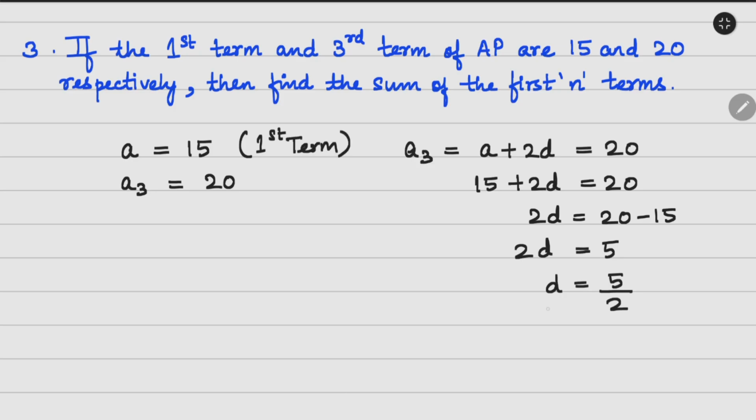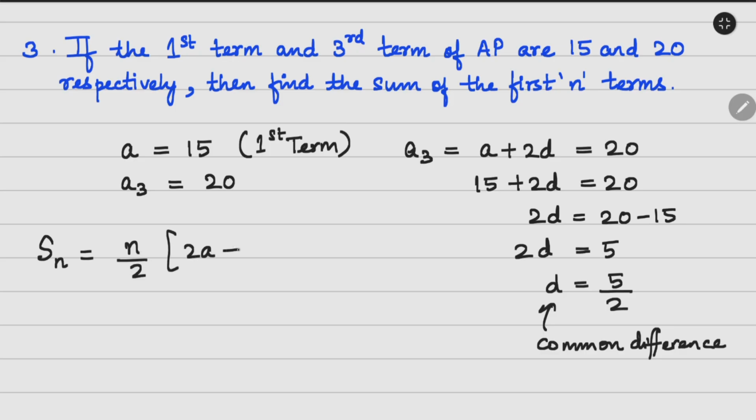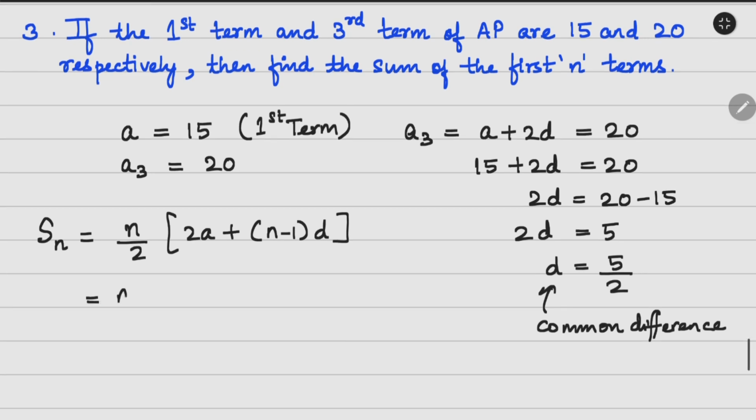If you know your first term and if you know your common difference, you can definitely write the generic expression for calculating the sum of the first n terms. What is the formula for calculating the sum of the first n terms? It is n by 2 into 2a plus n minus 1 into d. Just substitute the values of a and d here. So it is n by 2. N should remain as it is, because what they are asking is just an expression for the sum of the first n terms. So 2 into a, which is 15, plus n minus 1 into d. D is 5 by 2.